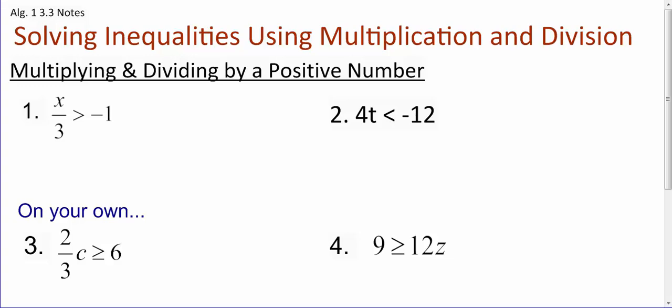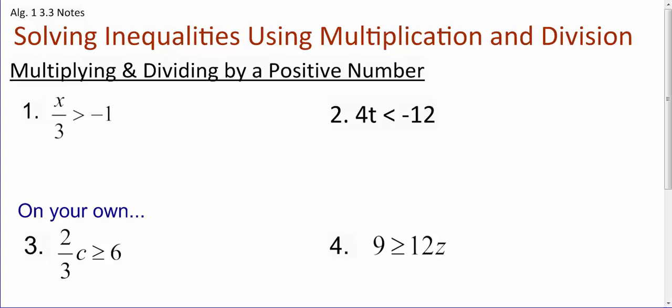Algebra 1 students, welcome to today's lesson. We're going to look at solving inequalities with multiplication and division, and particularly focusing on the impact of multiplication and division by negative numbers. Alright, let's do this.